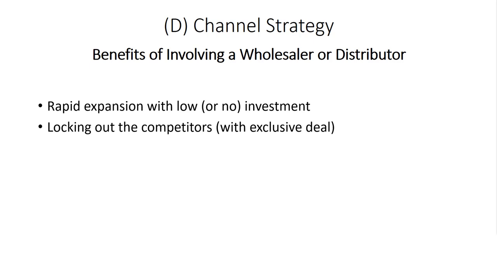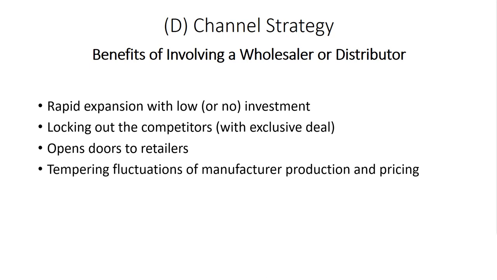Locking out competitors. If you can get an exclusive deal for a particular type of product with a wholesaler or distributor, and they're the ones who have all the connections with the retailers, you might be able to lock out, at least temporarily, some of your competitors so that you can get your brand known in that area. Also, working with the wholesaler or distributor does open doors to retailers. There are some retailers who just don't want to deal with the manufacturers, especially small ones, Publix, for example. So you're going to have to find a wholesaler who will then get you into Publix.